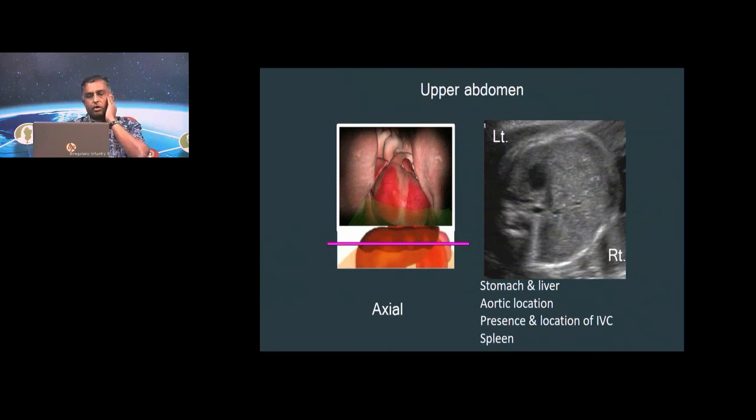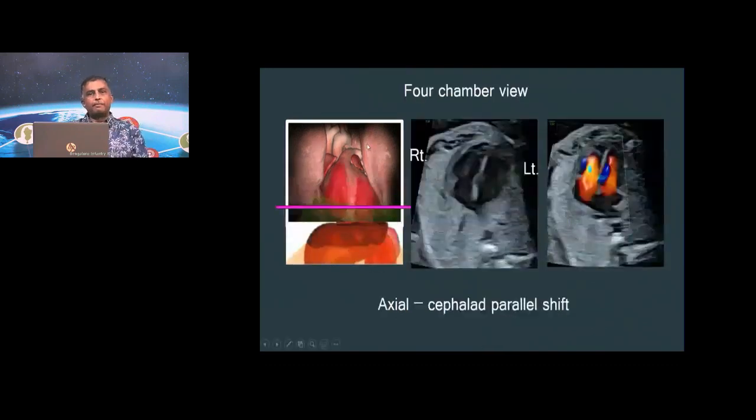Now we have to move on to the next, and the next is the all-important 4-chamber view. And remember, the transducer which was cutting axially in the upper abdomen is now moved with a translatory shift. You do no angulation, no rotation of the transducer, nothing whatsoever. You move from one level into the next level. So from the upper abdomen, you go into the thorax.